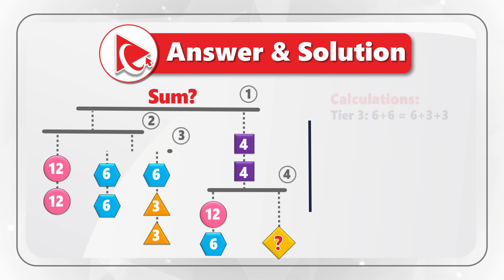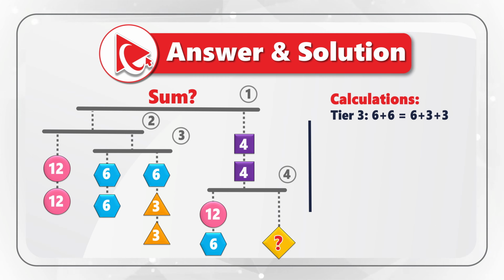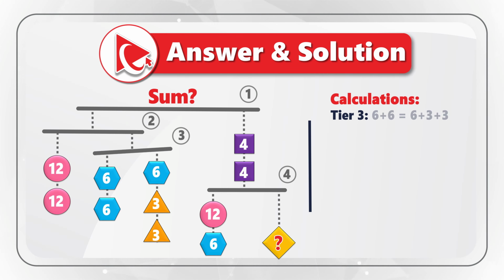Let's look closely at tier 3 to better understand how this tier remains in balance. As I already mentioned, each tier remains in balance because the numbers are equal on both sides. So on the left of tier 3, we have 2 hexagons with total value of 12. On the right of tier 3, we have a hexagon, which equals number 6, plus 2 triangles, 3 plus 3. So on both sides, the total value is 12. This is why tier 3 remains in balance.